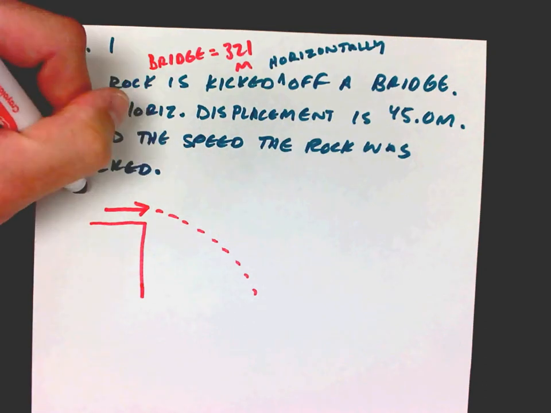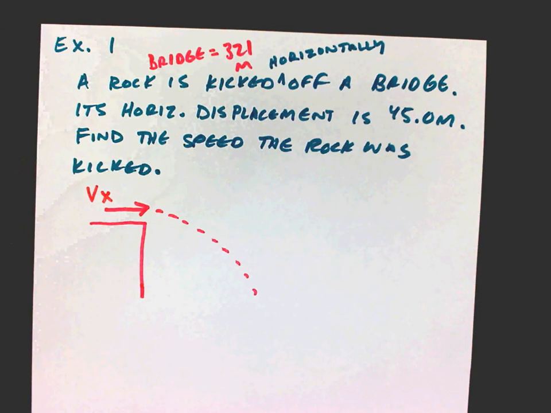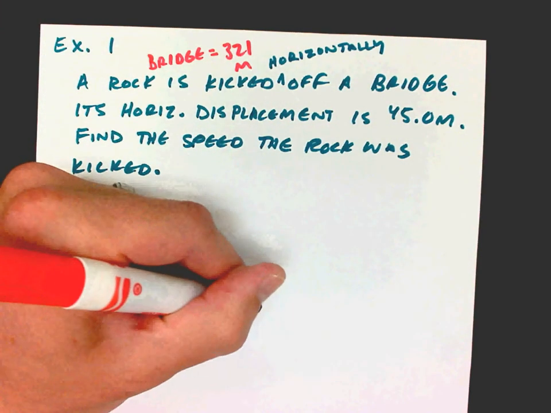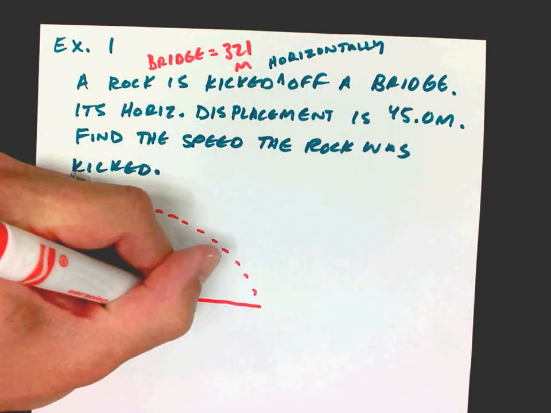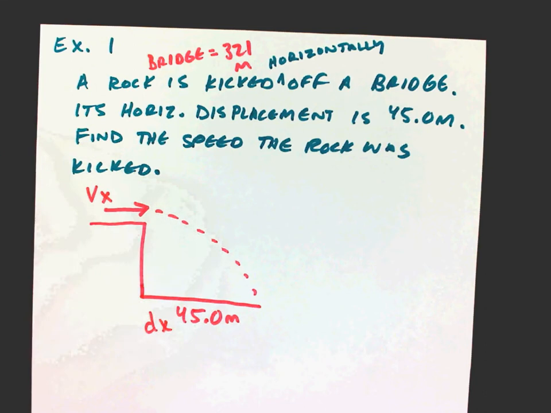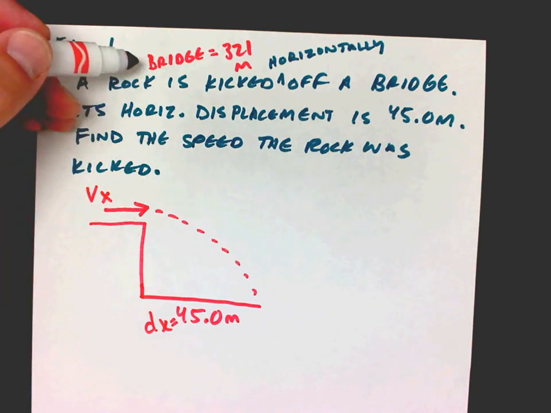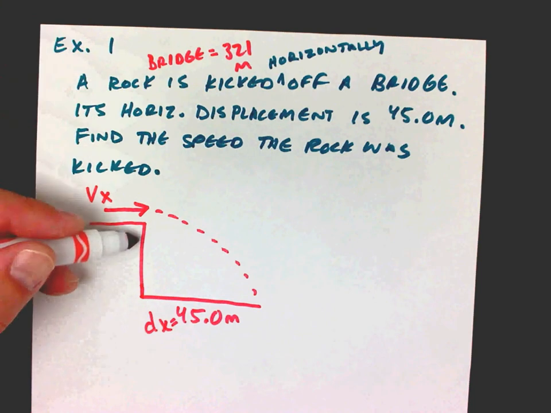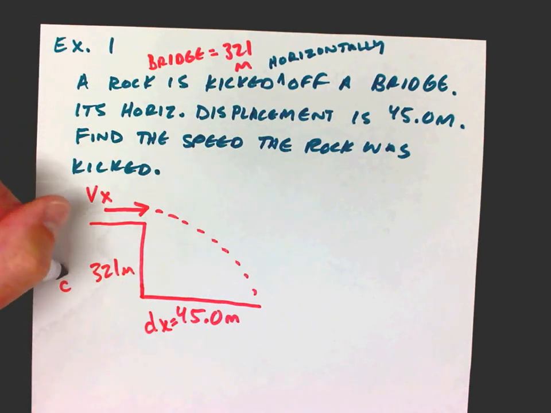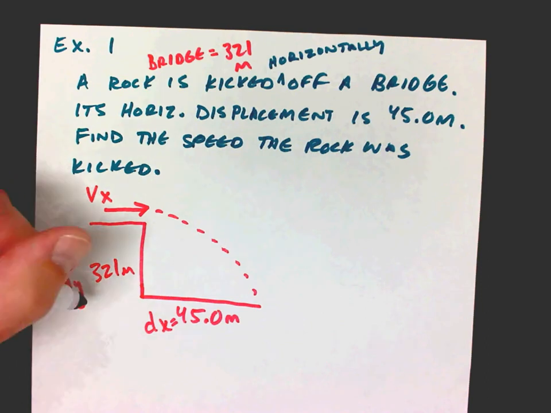Here's Vx, right? That's the velocity in the X direction. That is the velocity given to this rock. It tells us that this thing lands 45 meters away. That is dx. So we have distance in the X direction. We now have, after I forgot it, the height of the bridge. The height of the bridge is right here, 321 meters. And that we can label distance in the y direction, just to keep those separated.